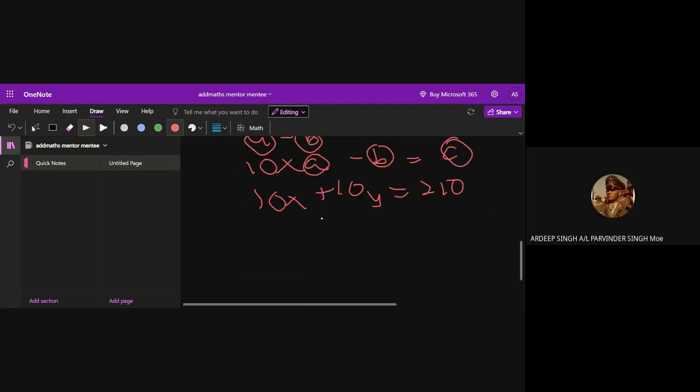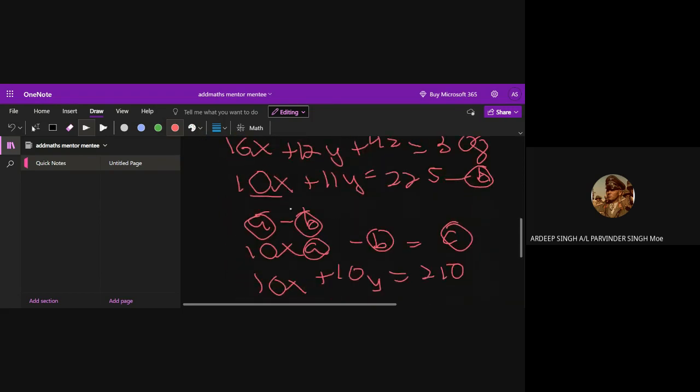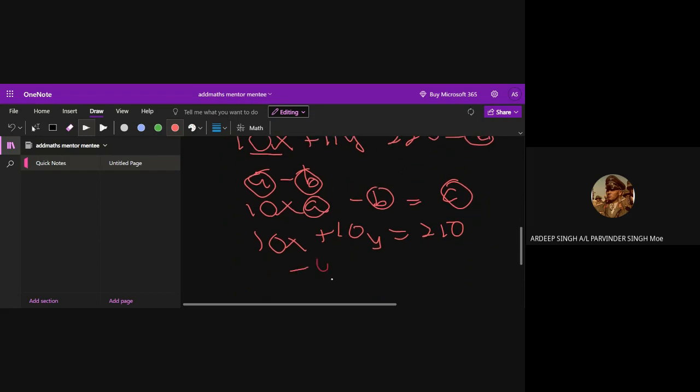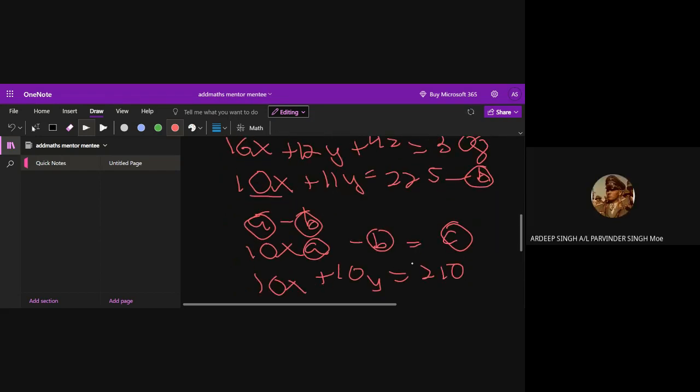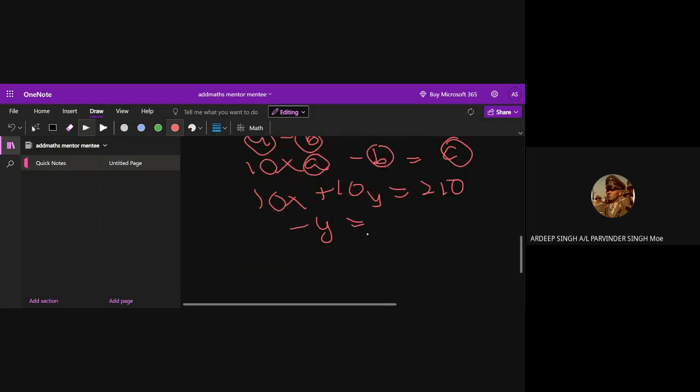So this is our 10 times A. Now we can minus off already. 10x and 10x, what do you get? Nothing. 10y minus 11y, you get negative y. Then 210 minus 225, what do you get? Minus 15. You understand? So y equals to, is it 15 or negative 1.5? No, 15, sorry. Minus 15.